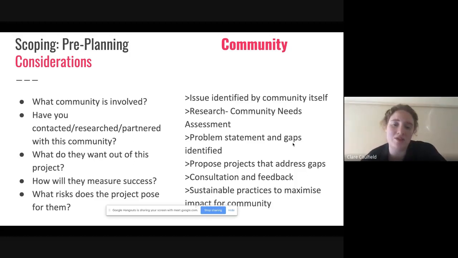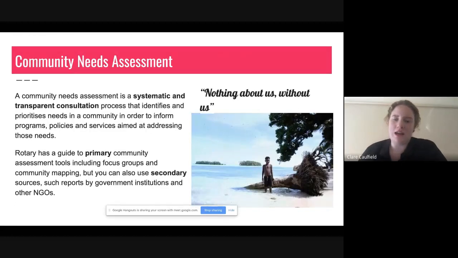And the way to do that is to conduct research within the community and do a community needs assessment, which I'll talk more about in a moment. There are lots of resources available from Rotary International to help you do that. As I was talking about before, Ishwa did a lot of work about identifying a problem, creating a problem statement, and then identifying gaps and proposing projects that address those gaps. The whole process involves a lot of consultation and feedback, and we can include sustainable practices to maximize the impact for the community. So let's talk about community needs assessments.